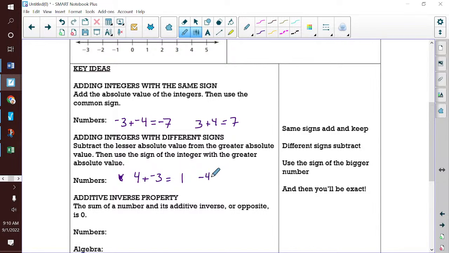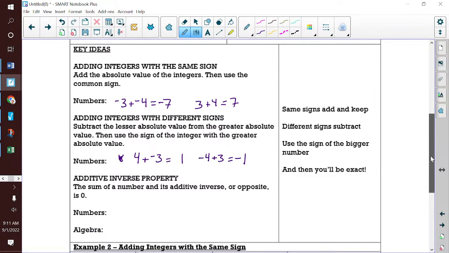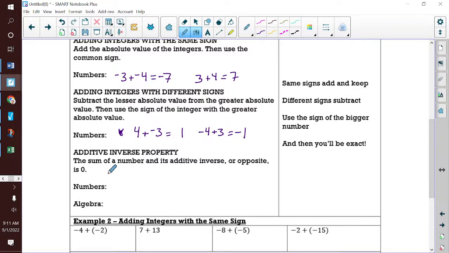Whereas if I do negative 4 plus 3, that's going to give me different signs. So we go 4 minus 3, which is 1, and because 4 is bigger than 3, we'll have negative 1. And then just as a special case, the sum of a number and its additive inverse, or opposite, is 0. And we've seen that because negative 5 plus 5 is 0. Algebraically speaking, we can say A plus the opposite of A is 0.